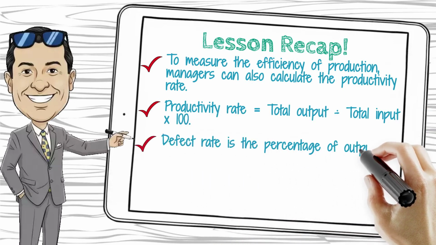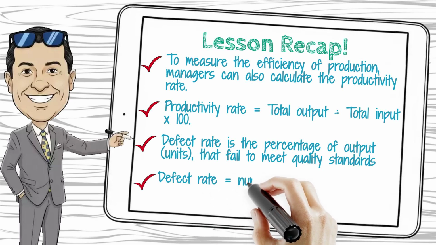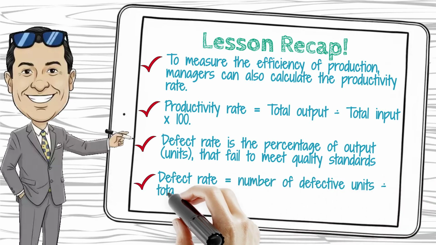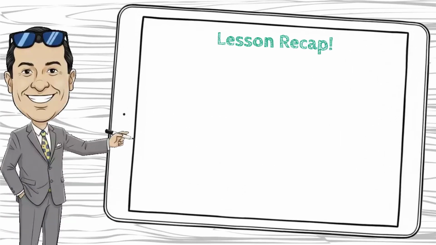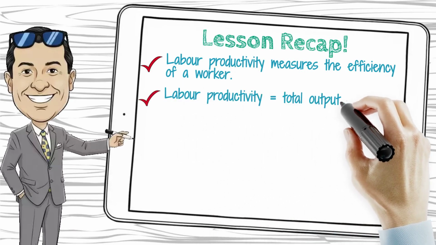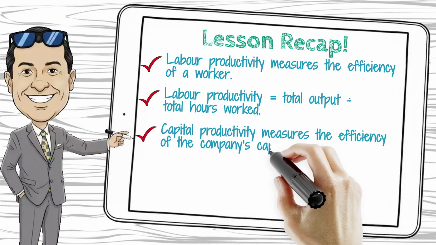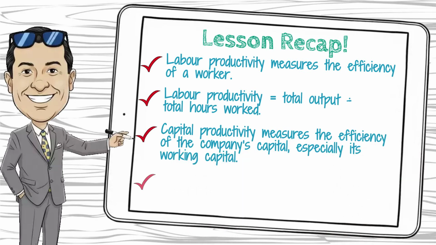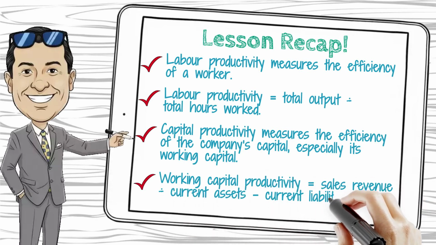Defect rate is the percentage of output units that fail to meet quality standards. Defect rate equals number of defective units divided by total output times 100. Labor productivity measures the efficiency of a worker. Labor productivity equals total output divided by total hours worked. Capital productivity measures the efficiency of the company's capital, especially its working capital. Working capital productivity equals sales revenue divided by current assets minus current liabilities.